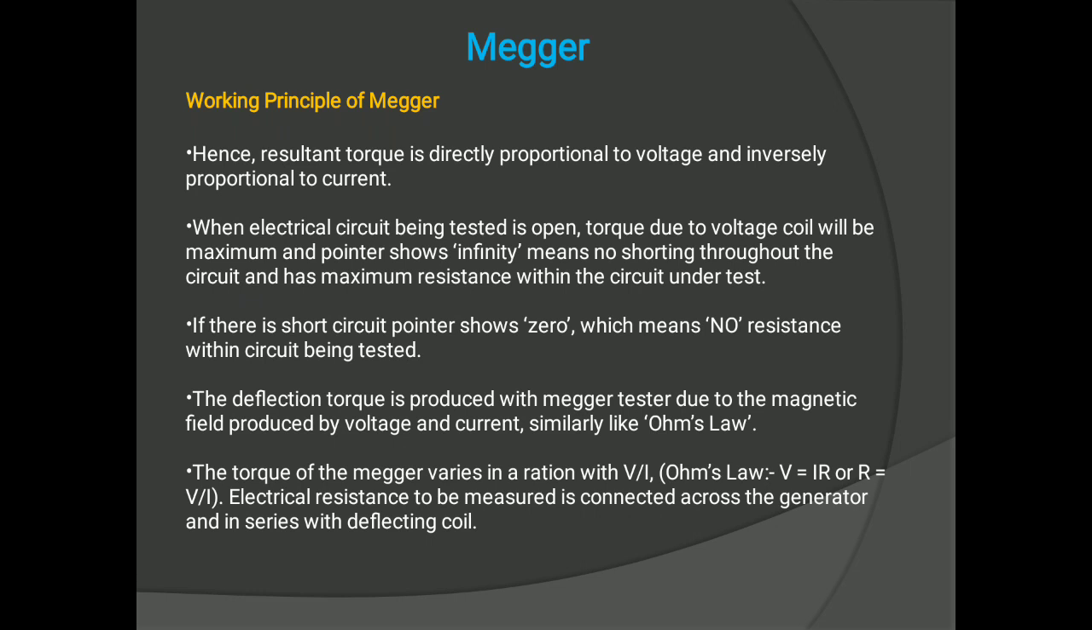Now, when the test terminals are open, the resistance to be measured is infinite. In case the generator handle is rotated, the generated voltage sends current through the potential coil and no current flows in the current coil. Therefore, the moving system rotates in such a direction that the pointer rests at the infinity end of the scale.